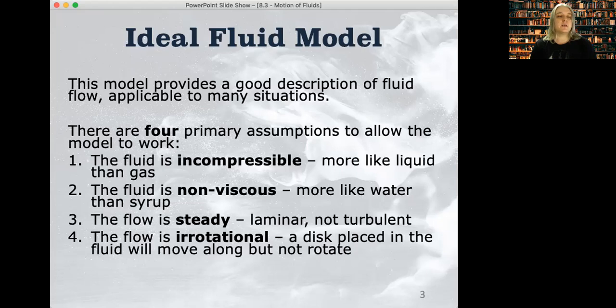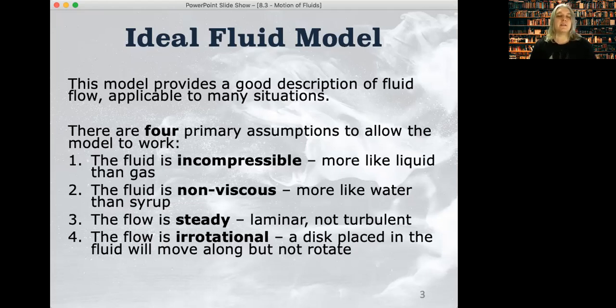The second assumption, the fluid is non-viscous. So if you stir some water, the water flows very easily. If you have syrup or honey or something like that that's really thick and sticky, it sticks to itself, it's a lot harder to stir. That's what viscosity is. We'll talk more about that in a moment. We'll also talk more about laminar versus turbulence. We need it to be laminar, we need it to be steady, and the flow is irrotational.